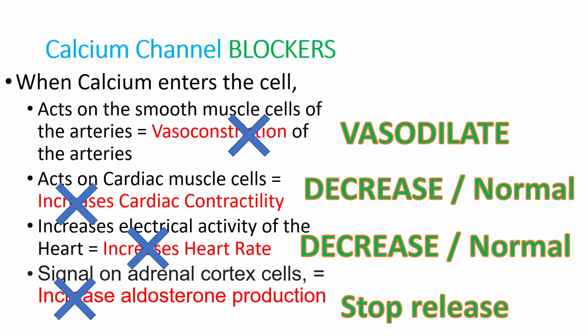When calcium channel blockers are given to the patient, the calcium channel is essentially blocked. Therefore, no calcium ions can enter the cell, and the mechanism that stimulates vasoconstriction, increased cardiac contractility, increased heart rate, and aldosterone are all prevented, thereby resulting in vasodilation, a decrease in cardiac contractility or a return to normal, a decrease or a return to normal in the heart rate, and the stop of the release of aldosterone.